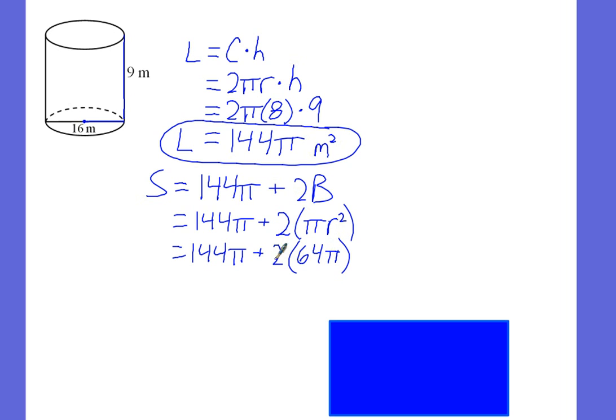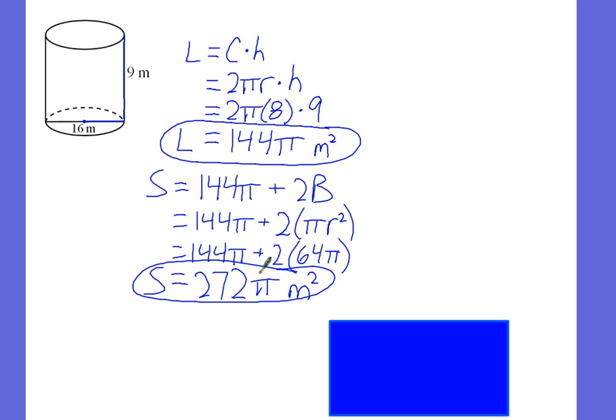Okay, so you want to multiply this by 2, and then since both of these terms have pi, you can add them together. Go ahead and do that, see what you get. So multiplying 2 times 64, you get 128 pi over here, plus our 144 pi, you should end up with 272 pi. Again, it's total surface area, so still meters squared.